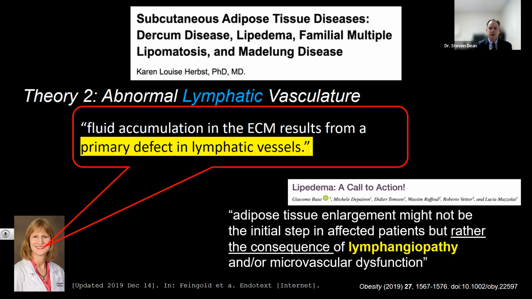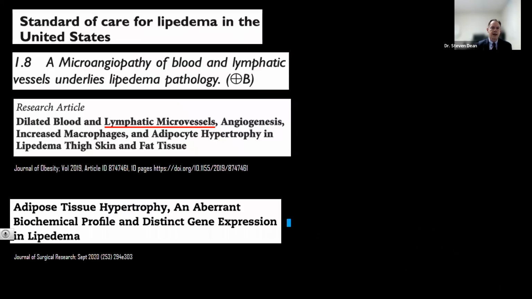So back to, show me the evidence. Okay. We're going to reference again the standard of care lipedema guidelines 1.8 consensus statement, and that is a microangiopathy of blood and lymphatic vessels underlies lipedema pathology. And here is a corroborative 2019 article published in Journal of Obesity entitled Dilated Blood and Lymphatic Microvessels, Angiogenesis, Increased Macrophages, and Adipocyte Hypertrophy.